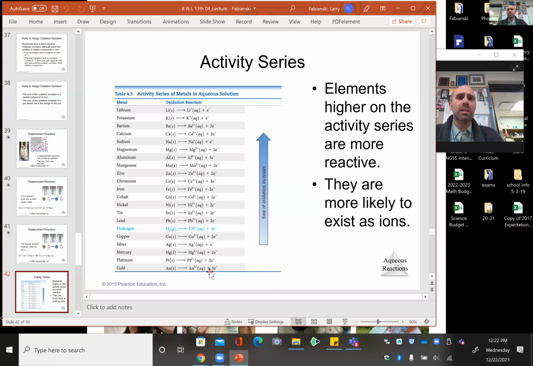The reason we know this is because we have something called an activity series. Elements higher on the activity series are more reactive. Elements lower are less reactive. The higher those are, the more likely they are to exist as ions. So lithium is more reactive than potassium, is more reactive than barium, is more reactive than calcium, and so on and so on. It's more likely to break down and stay broken down. It doesn't want to go back.